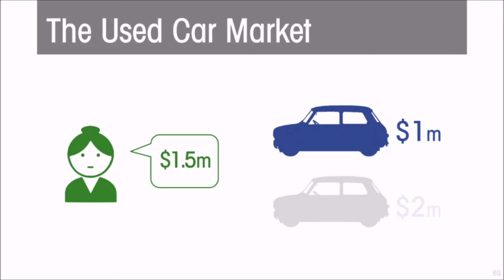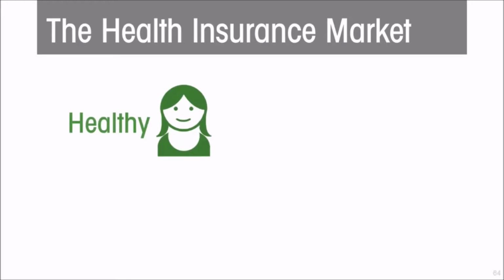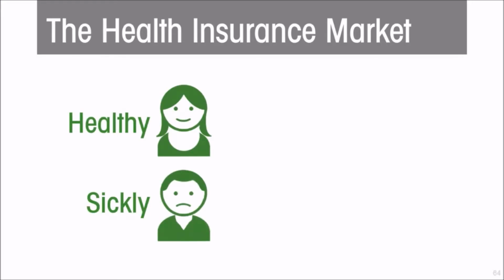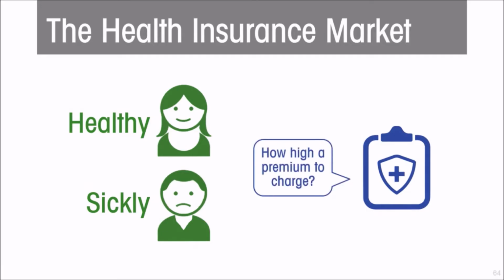Because of asymmetric information. And it actually doesn't matter which side of the market has the information and which side doesn't. The health insurance market is an example of a market where the buyer, the persons who are buying health insurance, tend to have an idea of whether they are healthy or sickly. The seller of health insurance doesn't have that confidence and has to decide how much premium to charge.